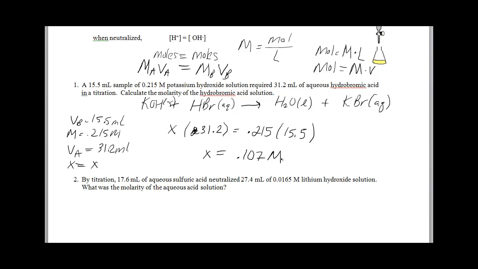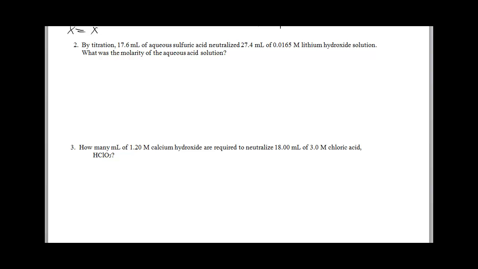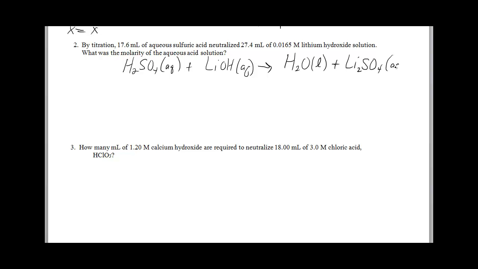Okay, what if it's not always an M1V1? Let's look at what's happening down here. If I have aqueous sulfuric acid, H2SO4, and I'm reacting it with some lithium hydroxide, what do I get? Well, I know I get water and lithium sulfate. Then I have to make sure it's balanced to 2.